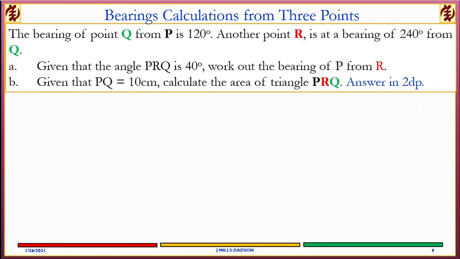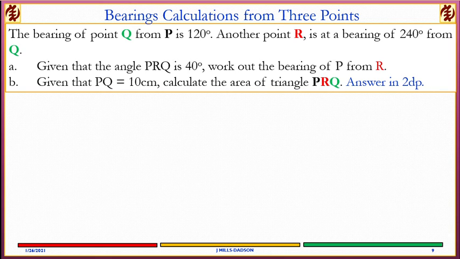This bearing question involved 3 points. The bearing of Q from P is 120 degrees. Another point R is at the bearing of 240 degrees from Q. Given that the angle PRQ is 40 degrees, work out the bearing of P from R. And B, given that PQ is 10 cm, calculate the area of triangle PRQ. Answer in 2dp.